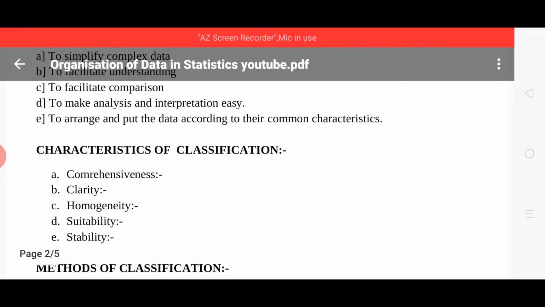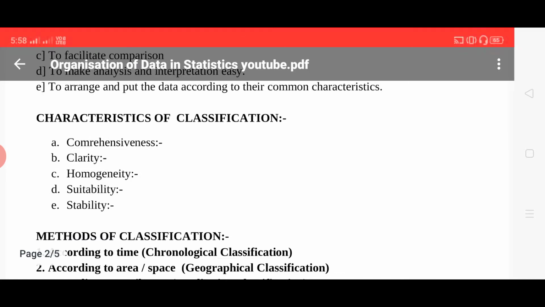Now, the characteristics of classification: comprehensiveness, clarity, homogeneity, and stability. That should be stable for the investigation. That should not be so flexible. We should not change it for everything or make it flexible.